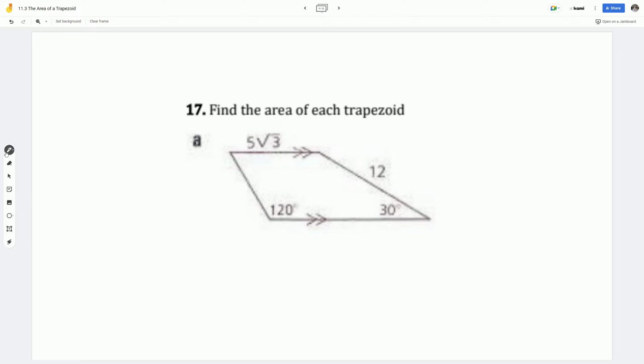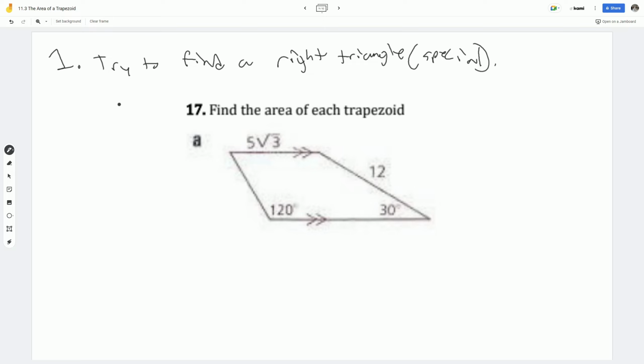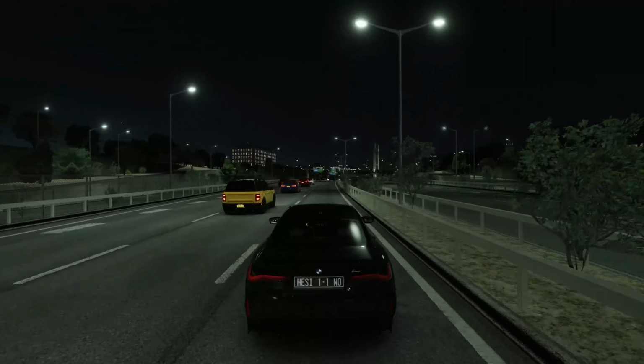So now, whatever we need to do before each trapezoid problem is try to find a right triangle. And then special if we can. I can't spell. Okay. And then I'll give you some time to go and try to find a special right triangle if you can.